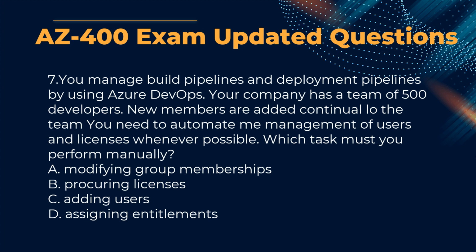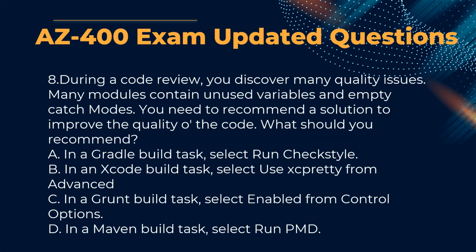7. You manage build pipelines and deployment pipelines by using Azure DevOps. Your company has a team of 500 developers. New members are added continually. You need to automate management of users and licenses whenever possible. Which task must you perform manually? A. Modifying group memberships. B. Procuring licenses. C. Adding users. D. Assigning entitlements.